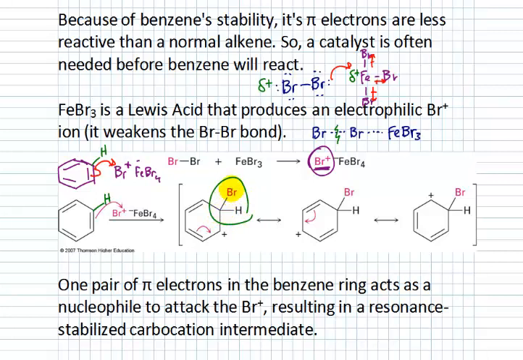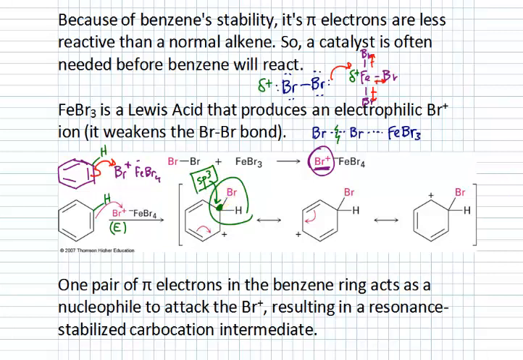It has the bromine that was the electrophile, right? There's our electrophile, but now it still has that original hydrogen. So right there is an sp3 carbon. So the aromaticity of the benzene ring had to have been broken in order to rehybridize to sp3.